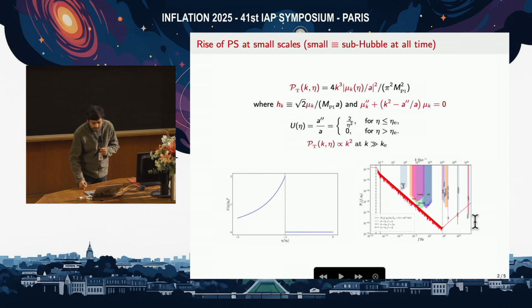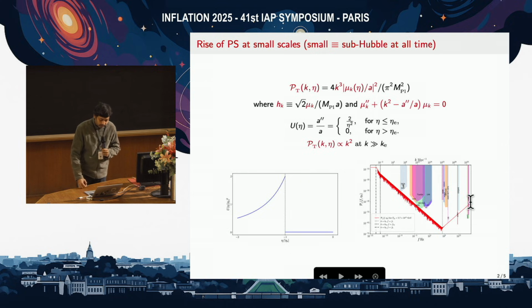By small scales, I mean the scales which were always sub-Hubble. They never went outside the Hubble radius. So as you can see, in the small scales it goes as k-squared, and for a reheating temperature of 10 to the power 15 GeV, it actually violates the bounds from CMB, so it is observationally not allowed.